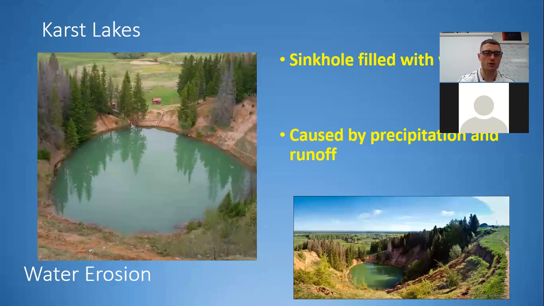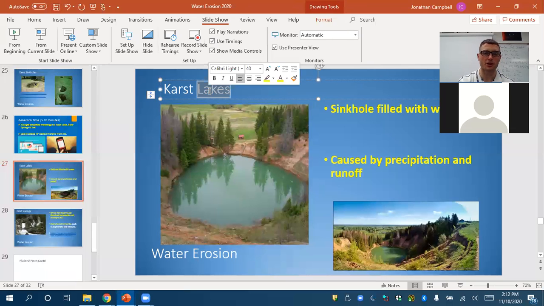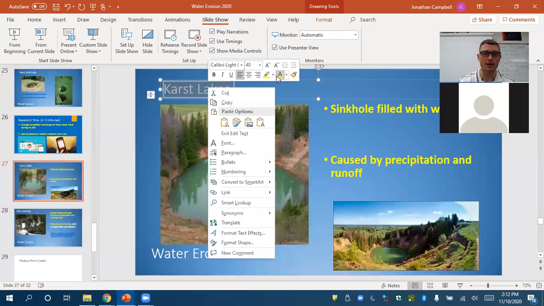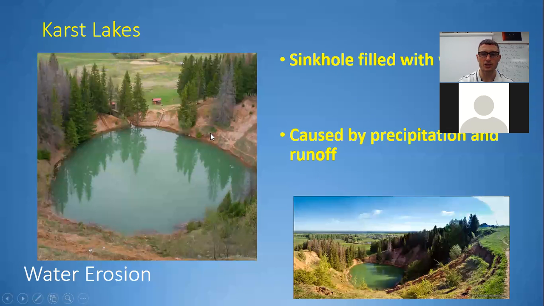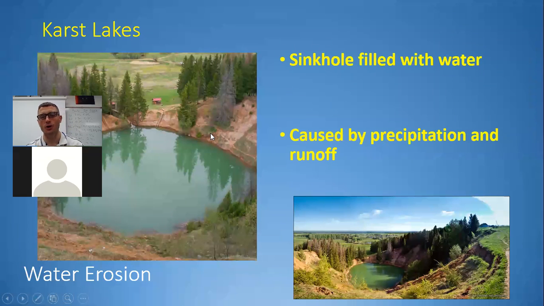Our next topic is karst lakes, guys. Again, just beneath karst sinkholes. I need you guys to write karst lakes. And what is a karst lake? A karst lake is a sinkhole filled up with water, okay? So it gets filled up with precipitation and runoff.